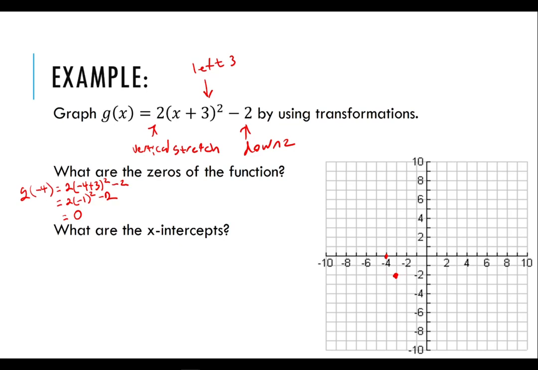And this being a vertical stretch of 2 really told me that that single value doubled. That's a lot going on. If nothing else, just pick values. Then I'm going to plug in negative 2. So g of negative 2, that's going to give me 2 times negative 2 plus 3 quantity squared minus 2. That's then 2 times positive 1 quantity squared minus 2, but that's just 2 minus 2, or 0. And so then at negative 2, 0.